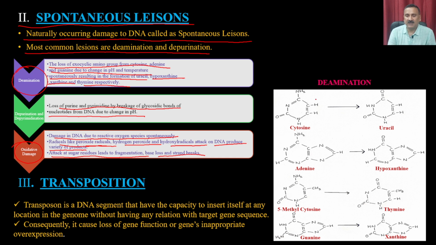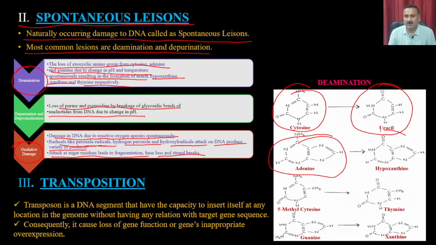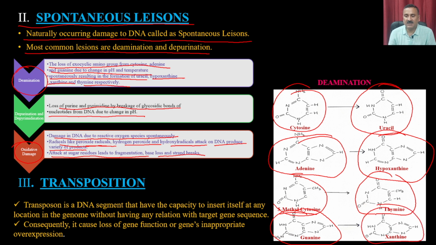So, these are some examples. If you have deamination, cytosine is going to be converted into uracil. If there is a deamination of adenine, it is going to be converted into hypoxanthine. If you have 5-methyl cytosine and there is a deamination, it is going to be converted into thymine. And if there is a deamination of guanine, then it is going to be converted into xanthine, and some of these are non-natural nucleotides. So, they are going to cause significant mutations in the DNA structure.